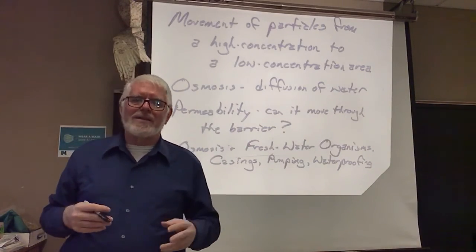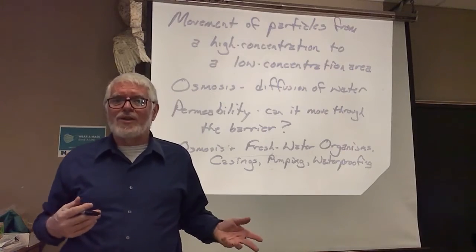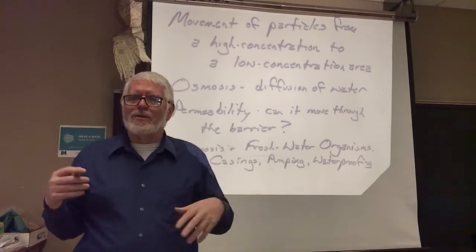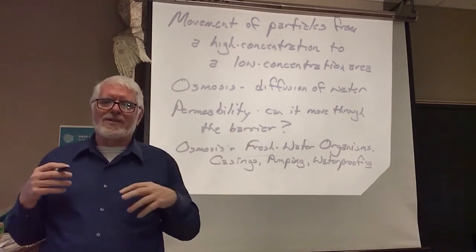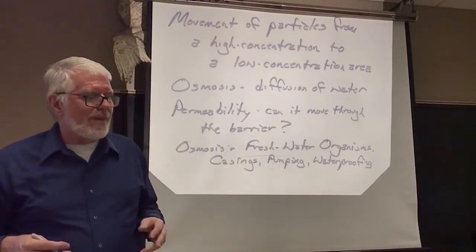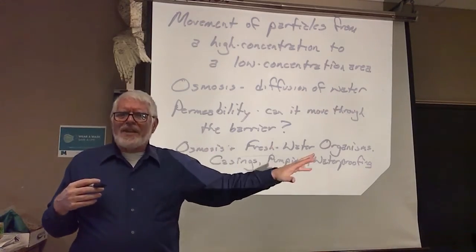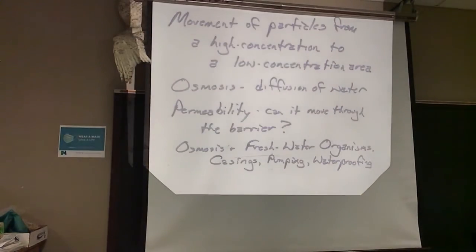We always stay in balance. You can actually kill yourself by drinking too much water. You can overwhelm the system, and then water floods into your blood cells and your brain cells, and can kill you. So these are the three things that freshwater organisms had done to kind of resist this.